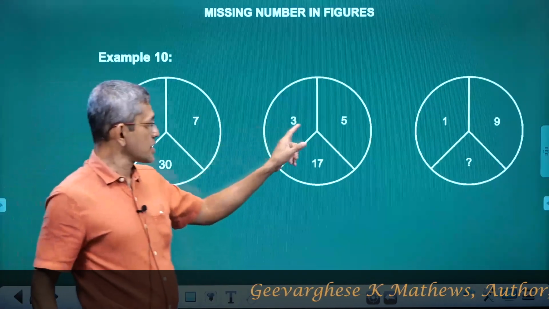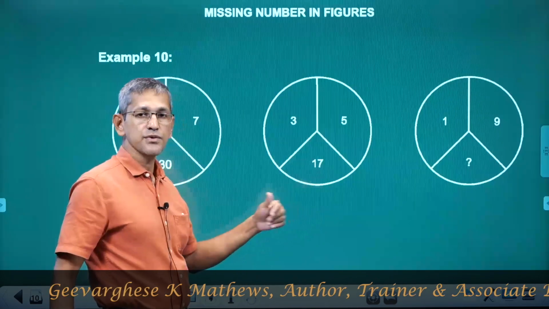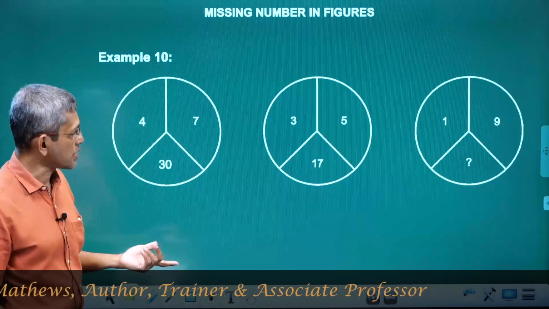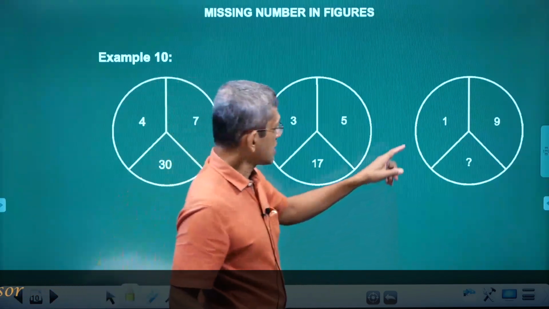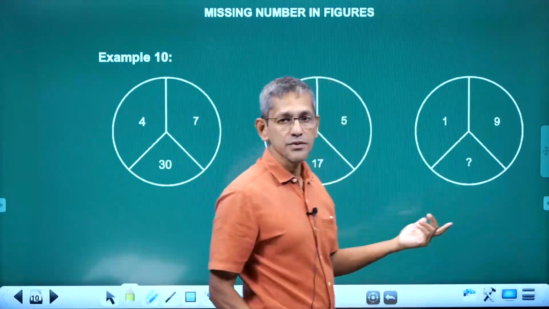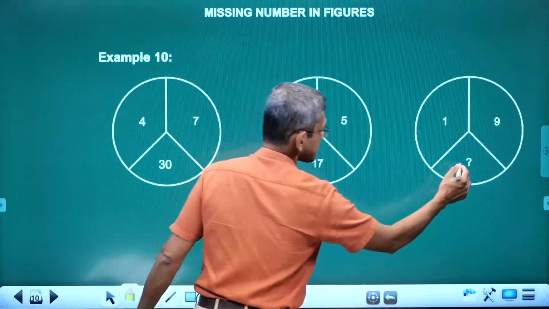How about this case? 3 into 5. 3 into 5 is 15. 15 plus 2 is 17. Okay, that is perfectly all right. So 4 into 7 plus 2, 3 into 5 plus 2. So right here, 1 into 9, 1 into 9 plus 2. The answer must be 11.